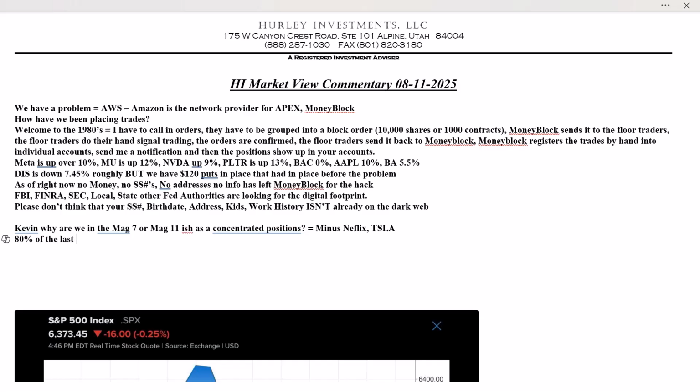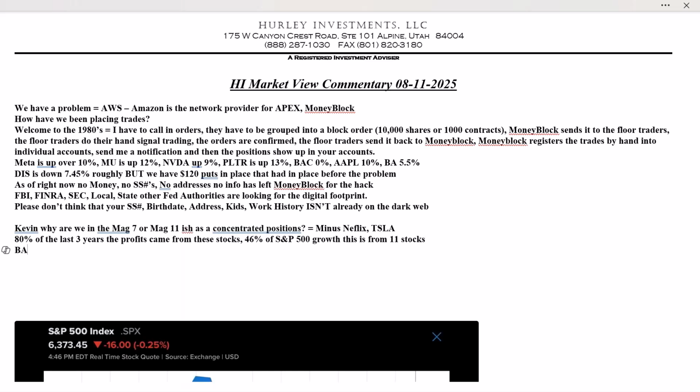I'm going to say 80%-ish of the last 3 years, the profits came from these stocks. 40, boy, I just forgot. Don't quote me, but I think it was 46%-ish of S&P 500 growth this year is from 11 stocks. So the question is, why wouldn't we be in these stocks?